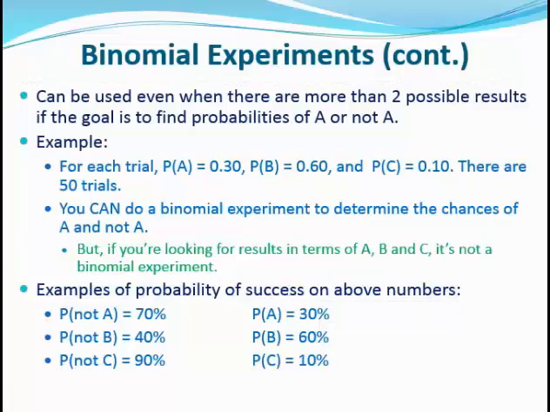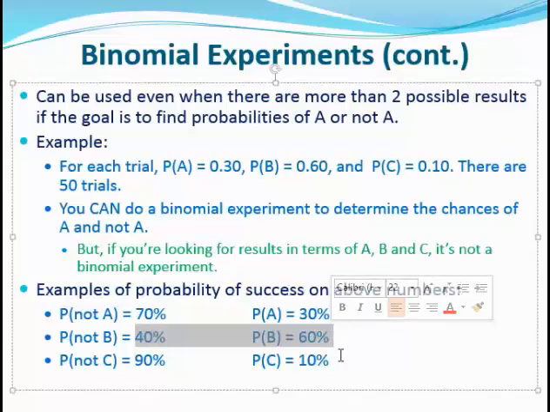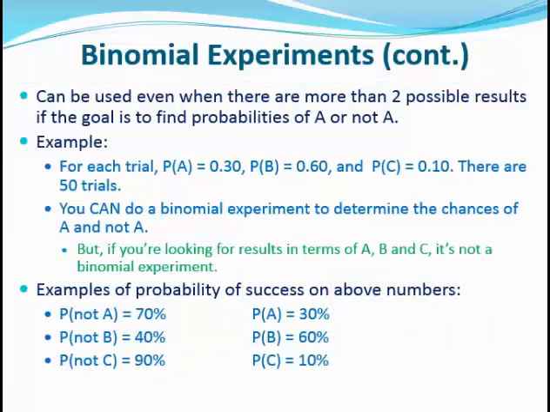Now, one thing you might have noticed, but it's also important to remember, is that in any binomial experiment, the probability of both results combined, when added together, has to, of course, equal 1. 70% plus 30% equals, of course, 100%, which is the same as 1. 40% plus 60%, again, of course, is 1, and 90% plus 10%, of course, equals 1.